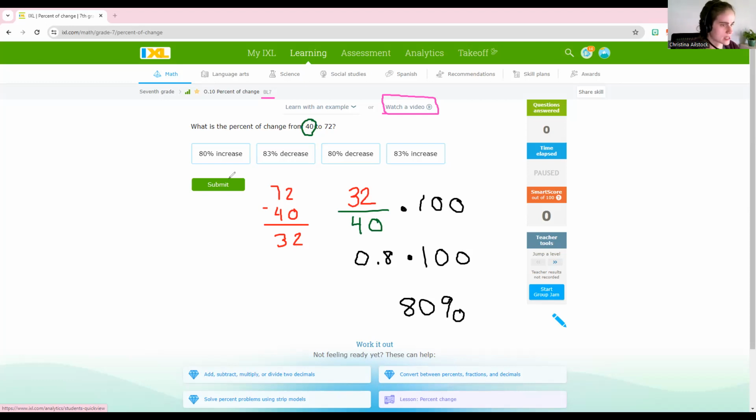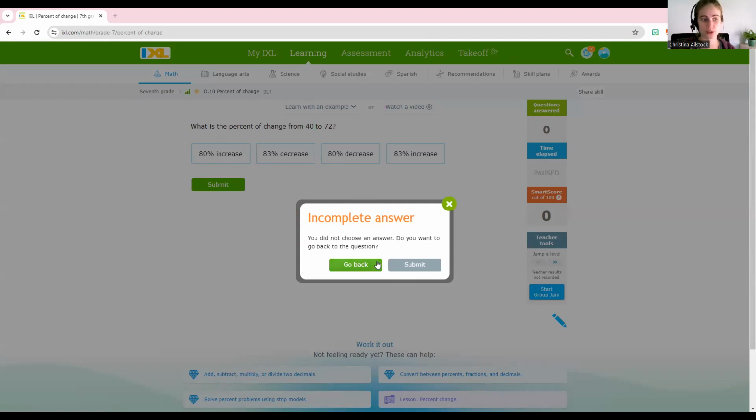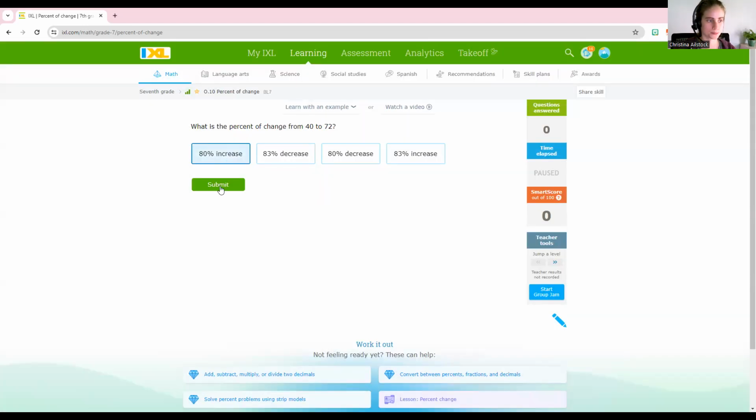Well, when I look at my answer choices here, there's both an 80% increase and an 80% decrease. How do we know which one it is? Let's go back and look at the original problem. So if it went from 40 to 72, is that increasing or decreasing? That's increasing. So that means our official answer would be an 80% increase. It's a pretty big jump. Oh, don't forget to always click on the answer. The nice thing is, here, I'll clear this so you can see it better. If you ever forget, it will say, hey, it's incomplete. So a nice little reminder there that IXL has for you.